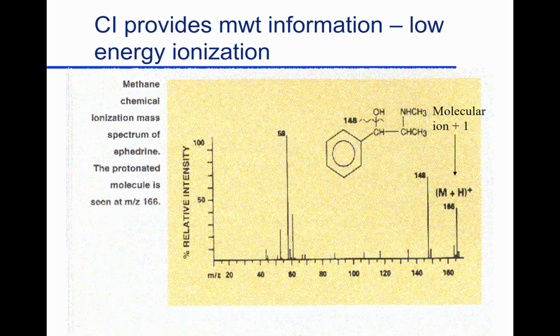And this is showing, again, ephedrine run by chemical ionization. And so here's our molecule, 165. Here's a fragment at 58, which is what we saw before. But what do we see? We see its mass over here.